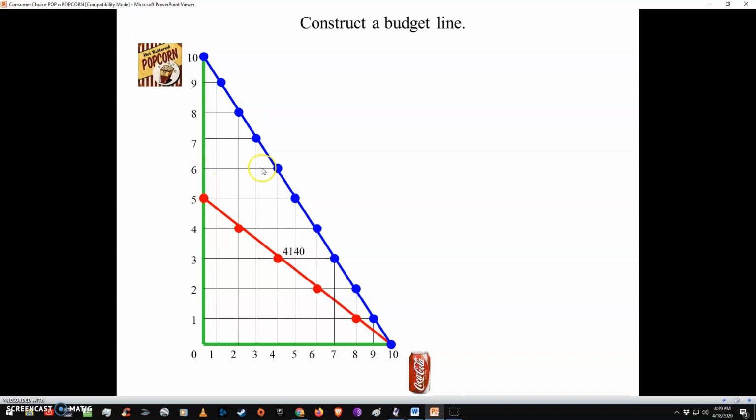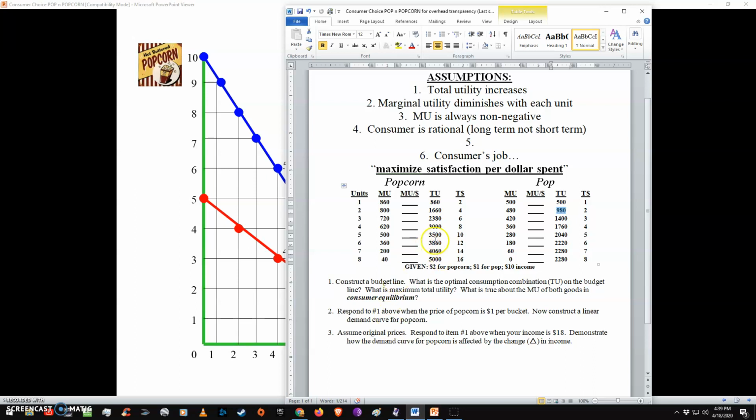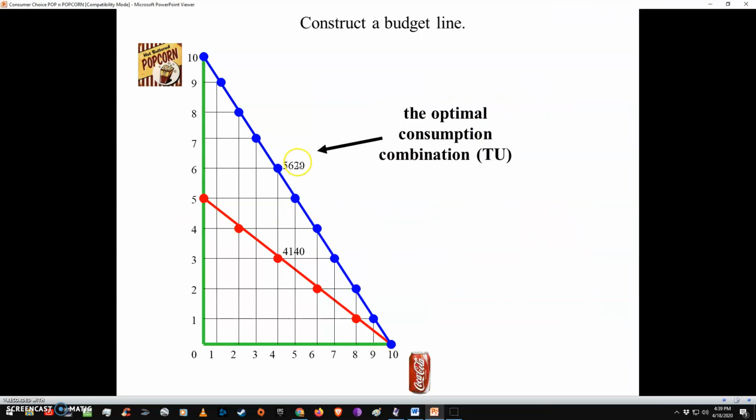So let's go to 6 popcorns and 4 pops, and you'll notice that $56.20 is a bigger number than $41.40. $38.60, $17.60. Gives you $56.20. So we got that number by adding up the total utility for 6 popcorn, the total utility for 4 pops.